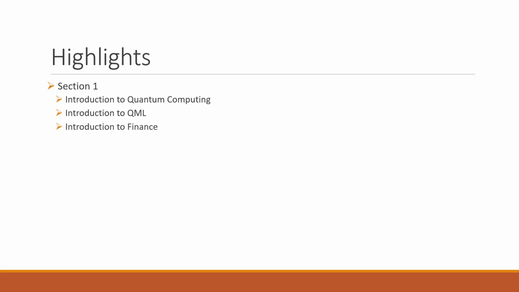So what are the highlights or the structure of this book? Section 1 introduces you to all the 3 core components of the book, namely quantum computing, quantum machine learning, and finance. Irrespective of your background, they try to bring everyone to the same level at the end of section 1 and prepare you for the next section.